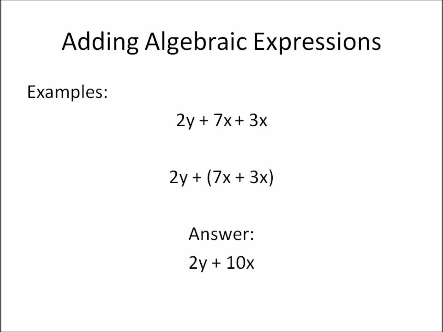Now let's try this example: 2y plus 7x plus 3x. In this example, there are some like terms and there is one unlike term, right? 2y is the unlike term, whereas 7x plus 3x are like terms. So you can add 7x plus 3x, which gives you 10x, and you can leave 2y as 2y because you cannot add it, it's unlike. So your answer is 2y plus 10x.